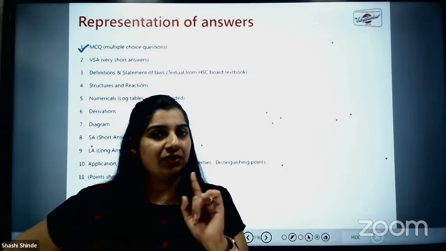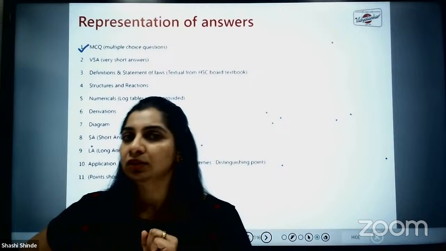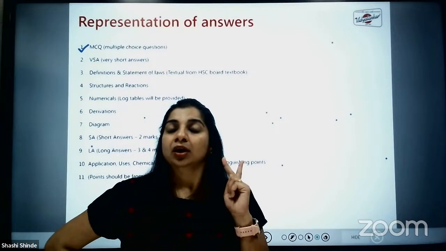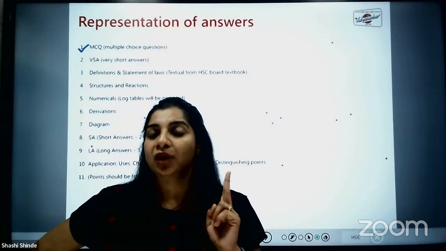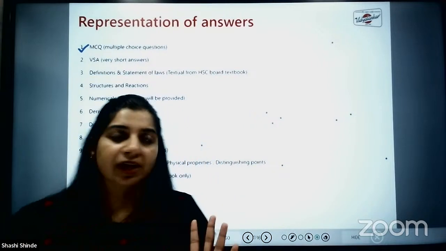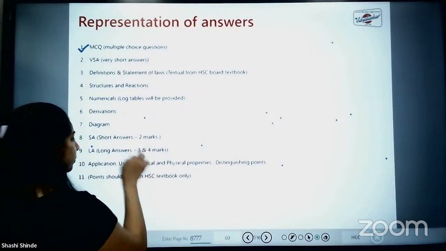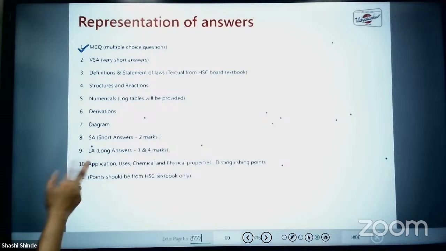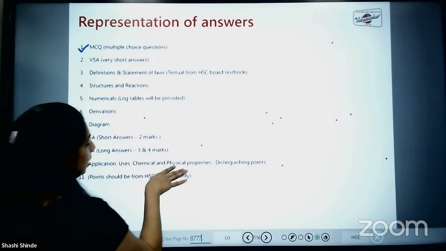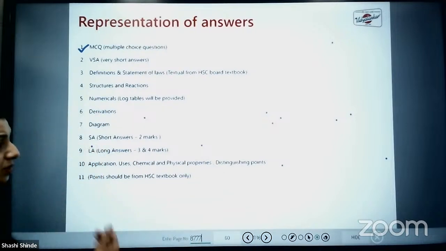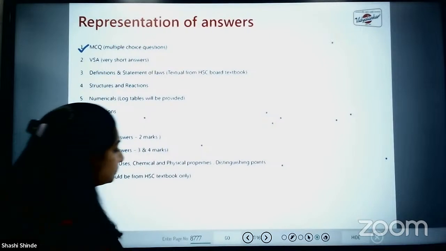Question number 27 has a 2 mark numerical plus a 2 mark theory question. So in question number 27, 2 marks are reserved for the numerical, and you will have a distribution of 2 plus 2. Here you may get a combination of one small question and one short question. For application, uses, and chemical and physical properties, the points should be from the textbook only.